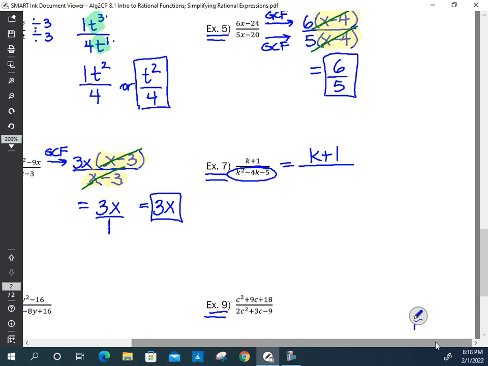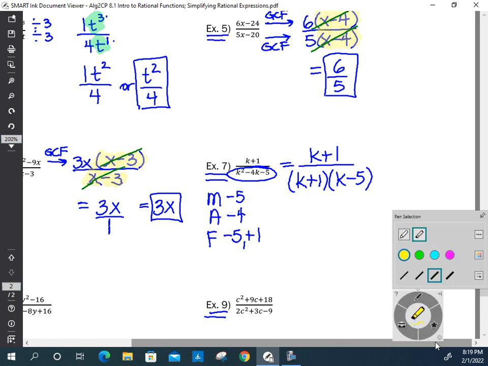Second step then is to do MAF because there's 3 terms. So your M is -5. A value is -4. So we need 2 numbers that multiply to -5 and add to -4. The only 2 numbers that would work are -5 and +1. There was no number in front of k squared, so we can easily write it as k plus 1 and k minus 5.